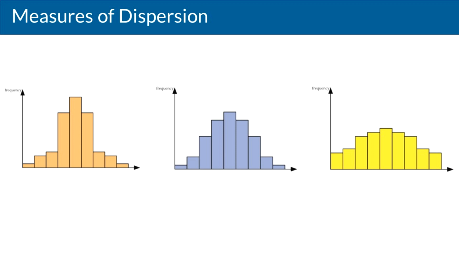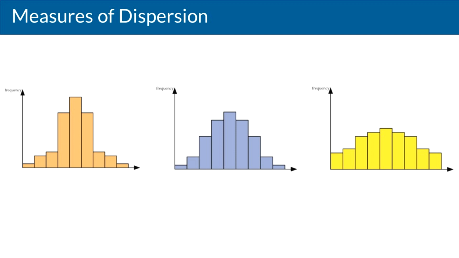Pictured on your screen are three histograms representing three distinct data sets. All three data sets are symmetrical, and all of them have the mode clustered right in the center of the data set. If you were to calculate your measures of central tendency for these data sets, it's not unlikely that the mean, median, and mode would coincide for all three of them. The measures of central tendency here do not paint the complete picture.